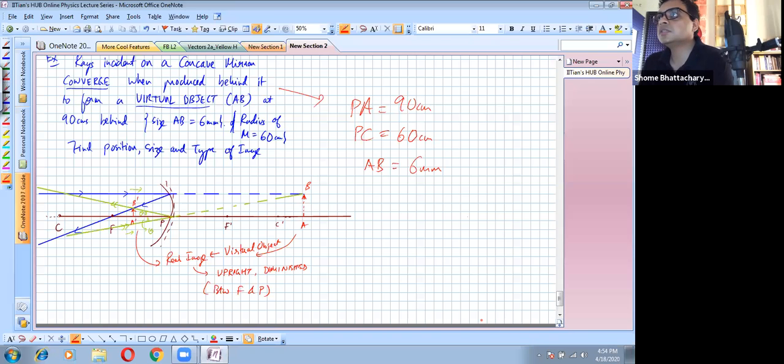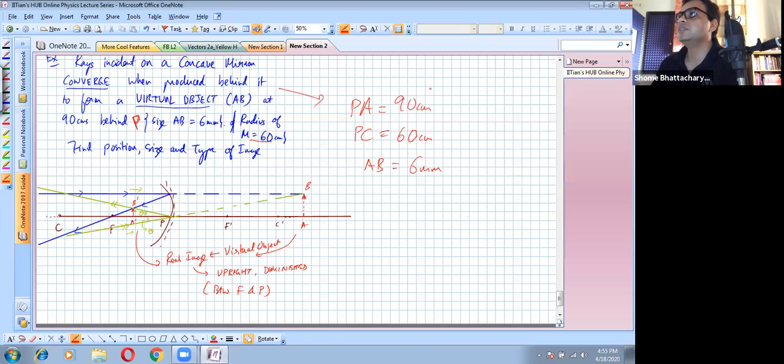Okay, how is AP? No, AP is 90 centimeters. No, because the object is this. Okay. Whereas PC, that is the radius of curvature, is 60 centimeters. Okay, the radius of curvature of the mirror is 60 centimeters given in the question. Whereas in the question I had given that the virtual object AB is 90 centimeters behind the pole. I mean behind what? So behind the position of the mirror, which is nothing but the pole. So that is why my AP is 90 centimeters or PA is 90 centimeters.